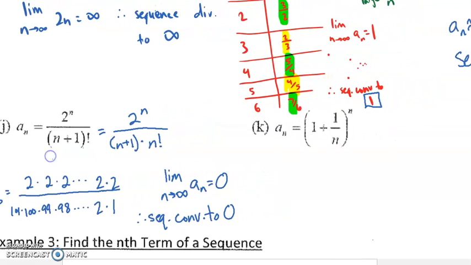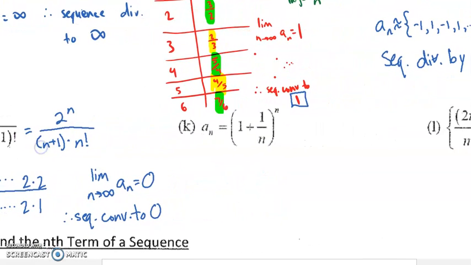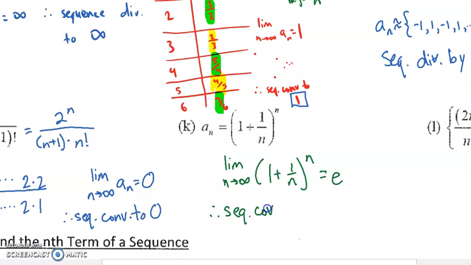All right, K should look familiar. We've seen this one before. We saw this one back in Chapter 8 when we were learning about L'Hopital's rule and indeterminate forms. The limit as n approaches infinity of 1 plus 1 over n raised to the n. I hope we recognize this by now to be defined as e. Therefore, the sequence converges to e.